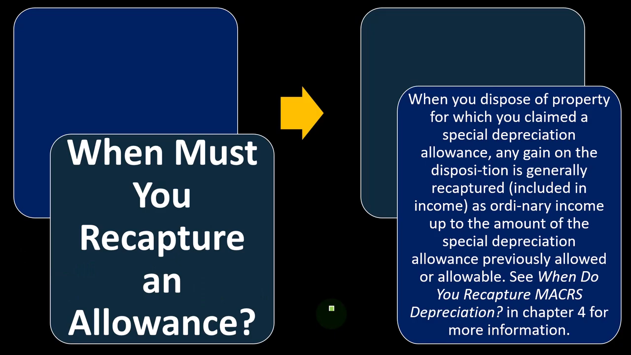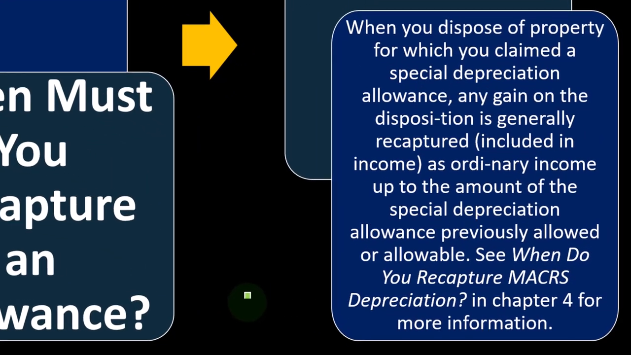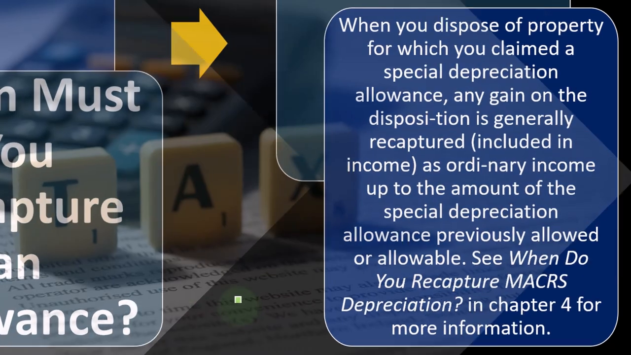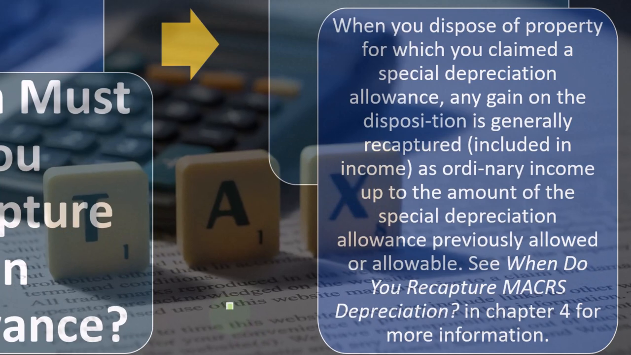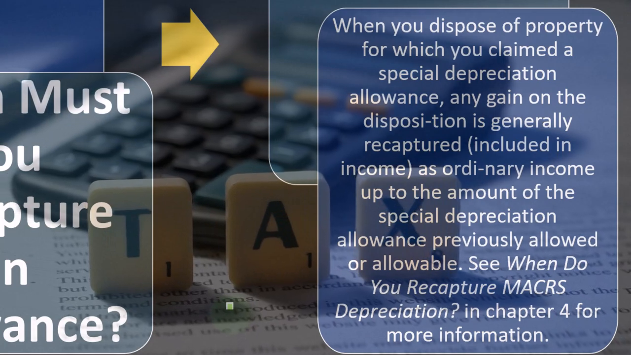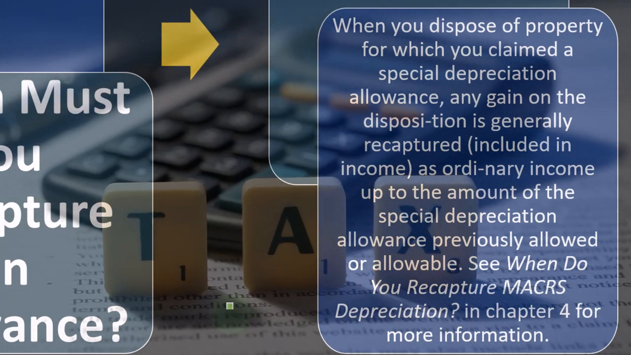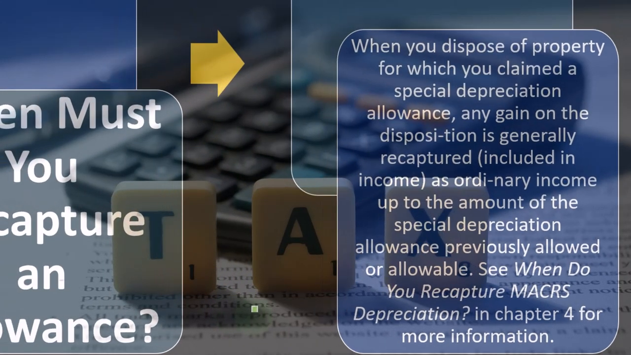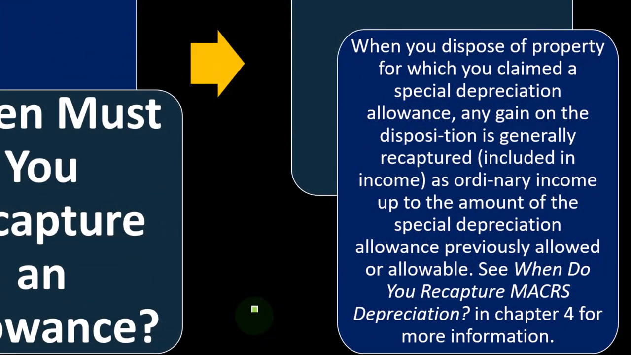When must you recapture an allowance? We have this recapture type of situation because when we allow this big depreciation up front, it can cause issues when we sell the property, especially if we have differing tax rates for different types of income, for example, capital gain income and ordinary income. So when you dispose of property for which you claimed a special depreciation allowance, any gain on the disposition is generally recaptured, included in income as ordinary income, up to the amount of the special depreciation allowance previously allowed or allowable. See "When Do You Recapture MACRS Depreciation" in chapter 4 for more information.